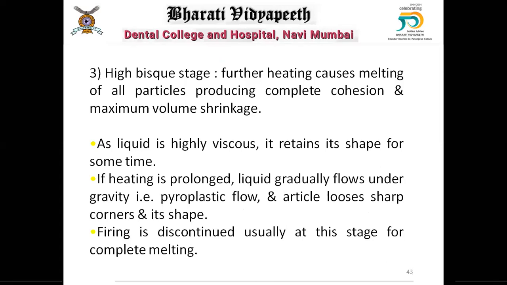In the high bisque stage, further heating causes melting of all the particles, producing complete cohesion and maximum volume shrinkage. So the maximum volume shrinkage is at this stage. As the liquid is highly viscous, it retains its shape for some time. If heating is prolonged, the liquid gradually flows under gravity and the article loses its sharp corners and shape. So the manufacturer's instructions should be followed. The maximum temperature should be what has been mentioned and should not be crossed, because we do not want our restoration to flow.